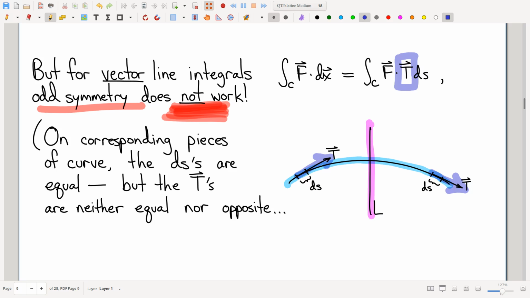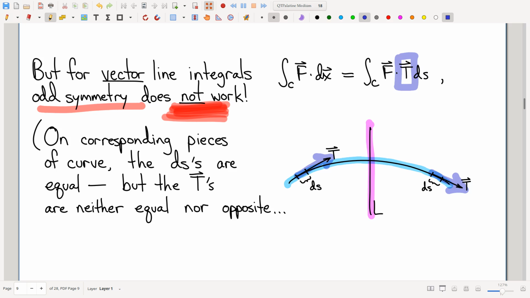They're just not the same. The ds's are the same, right? The size of this is the same as the size of that. Yeah, sure, those are the same. Tangent vectors, not the same. They're also not negatives of each other. We're out of business. We can't compare these. There is no cancellation to talk about. We lose. So the theorem just doesn't work.